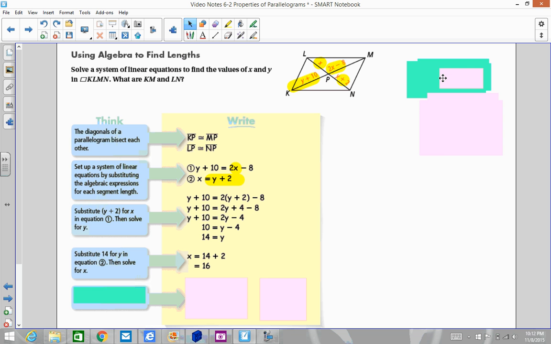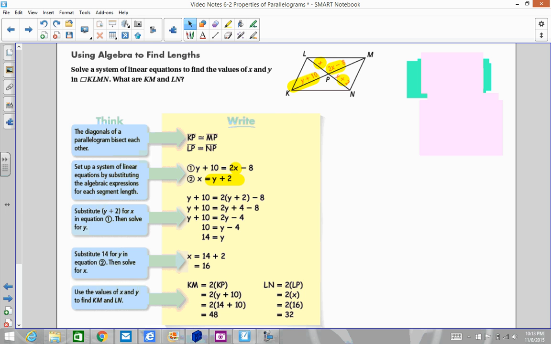And so we plug it in, x is equal to 14 plus 2, we get 16. And so we know our values of x and y, and so we can plug them back in to get KM. KM is equal to 2 times KP, because the segments are bisected. And so then we end up that KM is equal to 48 and LN is equal to 32.